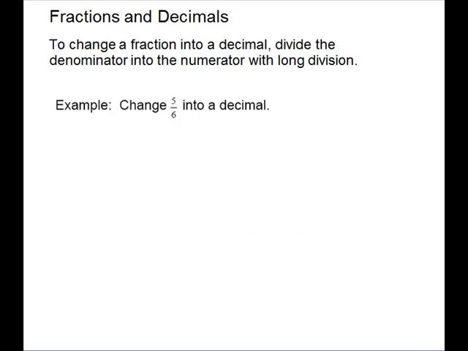Let's look at another example. We will change 5/6 into a decimal. So we're going to need to divide denominator into the numerator. So 6 into 5. And 6 won't go into 5, so we'll put our decimal, take it straight up, and then we're allowed to add zeros. So we'll divide 6 into 50. This will go 8 times. Multiply back, 8 times 6 is 48.